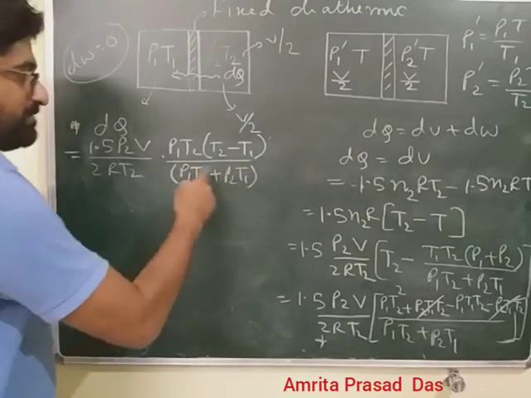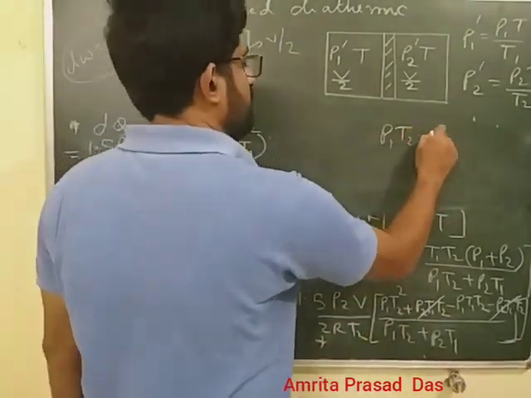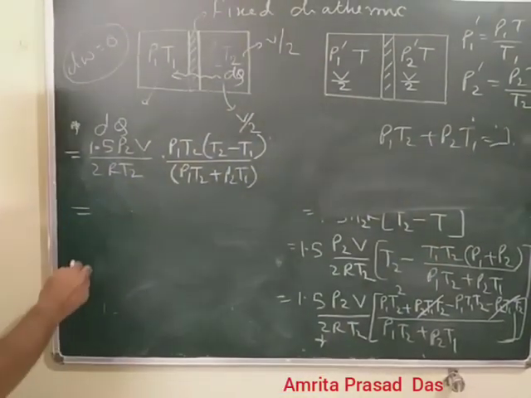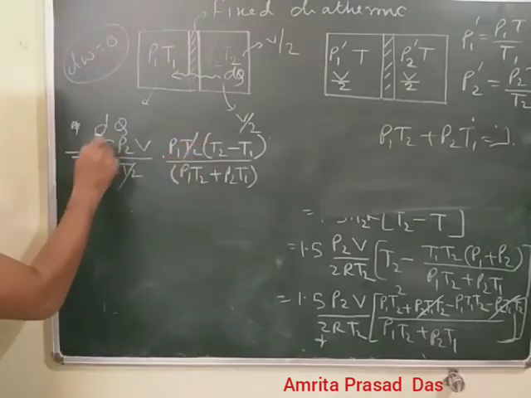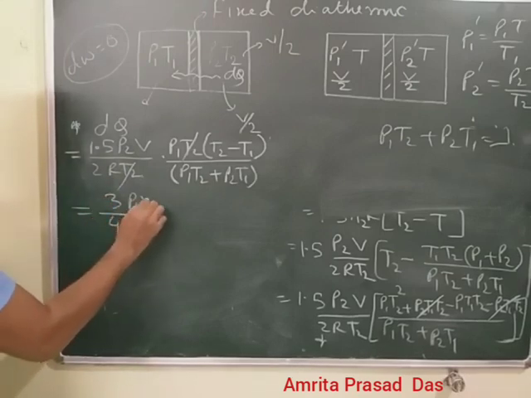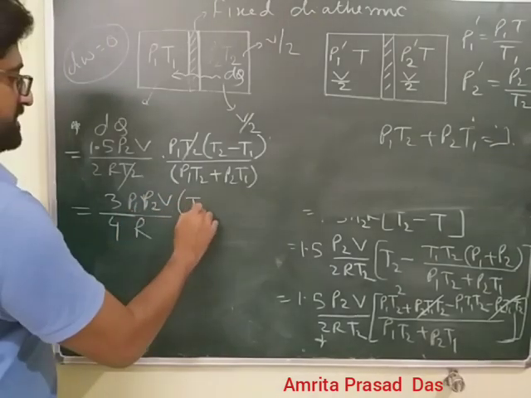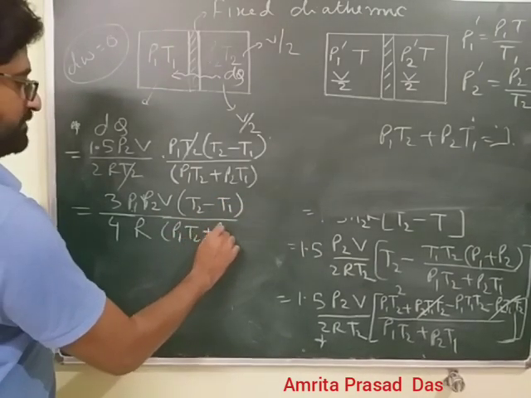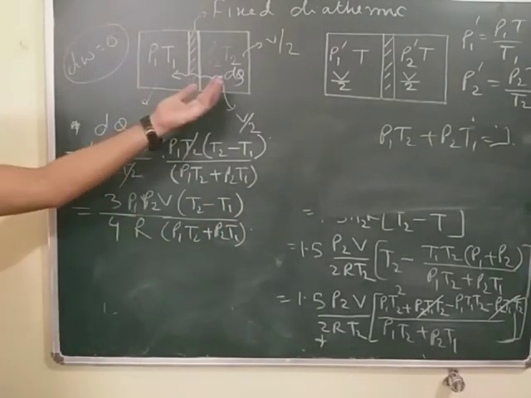You can take this part as a constant which is lambda. Therefore, P1 T2 plus P2 T1 is equal to lambda. You can put this. Now, T2 T2 cancels. Therefore, 1.5 means 3 by 2, so this is 3 by 4 T1 T2 V by R (T2 minus T1) over (P1 T2 plus P2 T1). This is the amount of heat that flows from the right side to the left side.